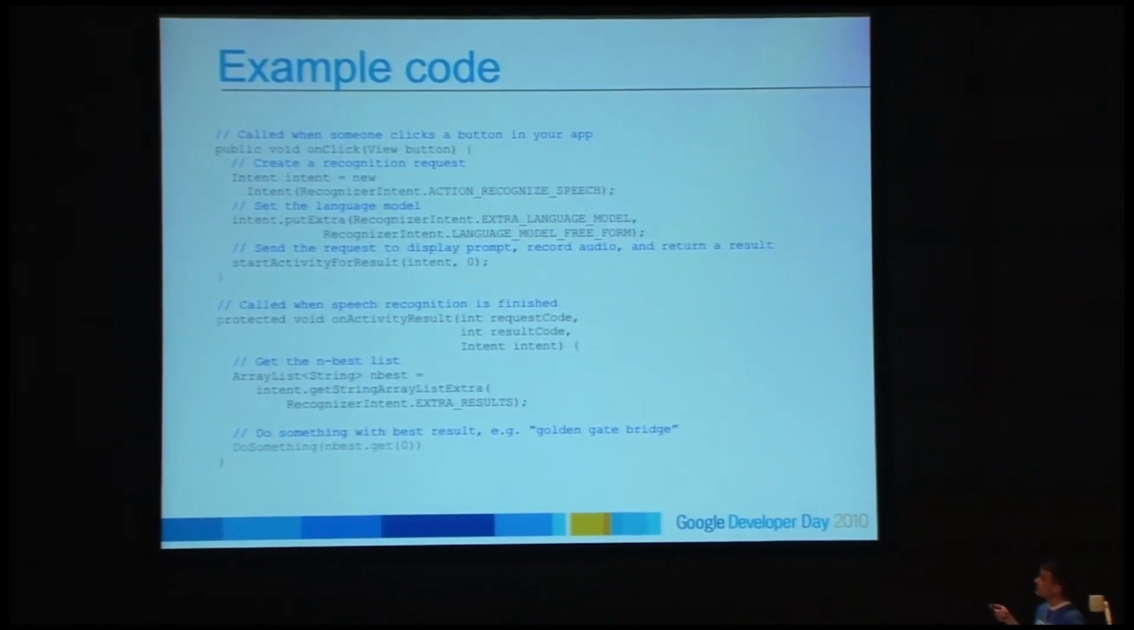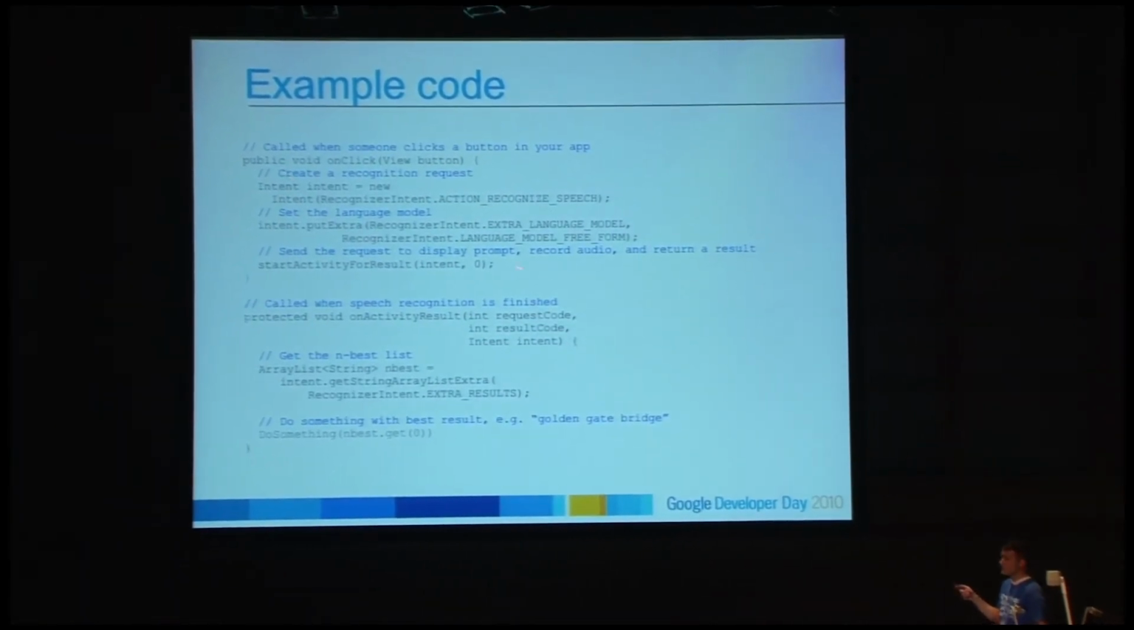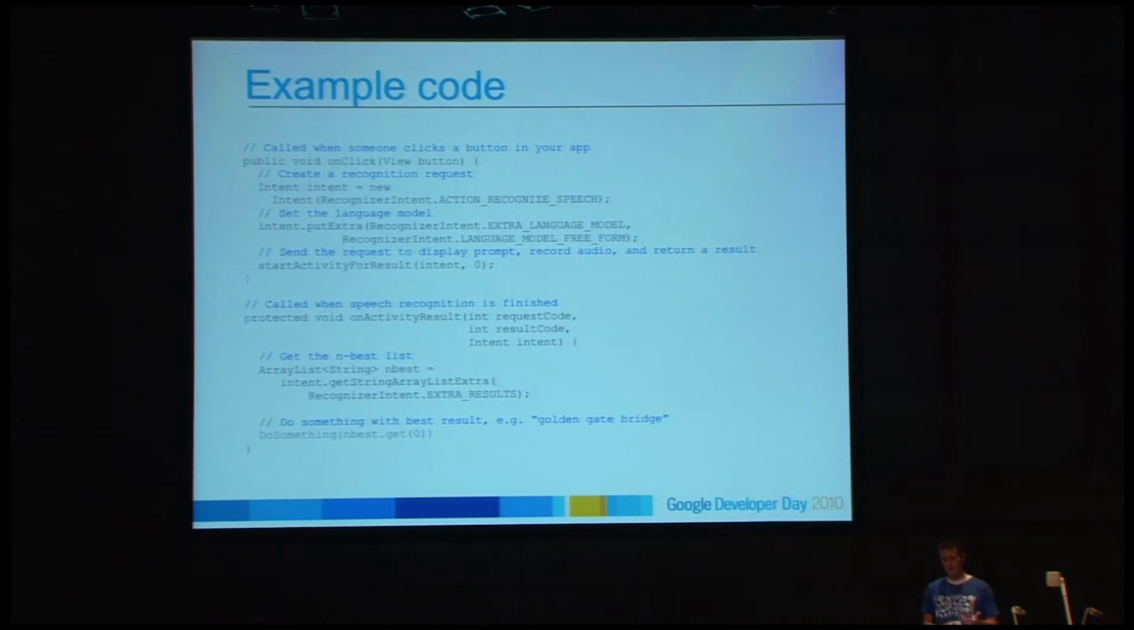We can set different parameters on the intent. So here I've set the language model, and by setting it to language model freeform, I'm indicating that I expect the user to do dictation. So for example, I expect them to maybe dictate an SMS or send an email.